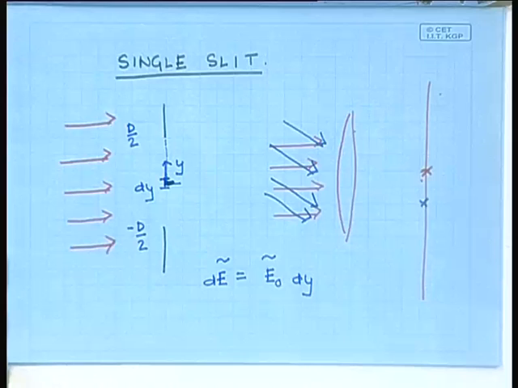So, let me repeat what we are trying to do. We have a plane wave incident on a screen which has a slit. We want to calculate the intensity pattern on a screen far away. Each point on the slit acts like a source for a secondary wave.